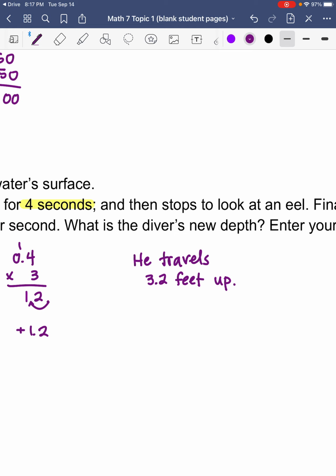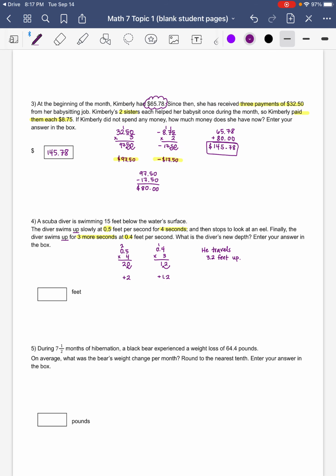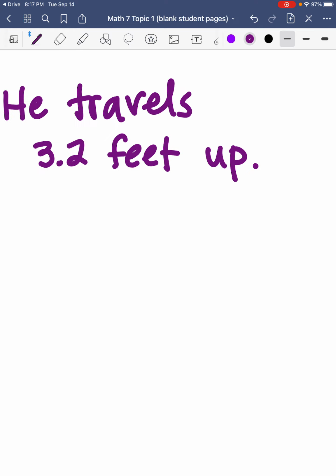Okay, so that's a positive 3.2. I'm going to take that and add that to 15 feet below the water's surface. What kind of 15 feet is that? Negative 15 feet. So we have negative 15 plus 3.2. Well, do you notice that the signs are different? So I really need to subtract them.